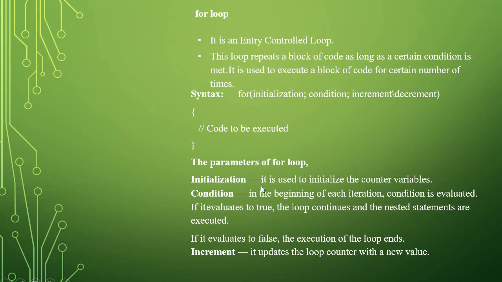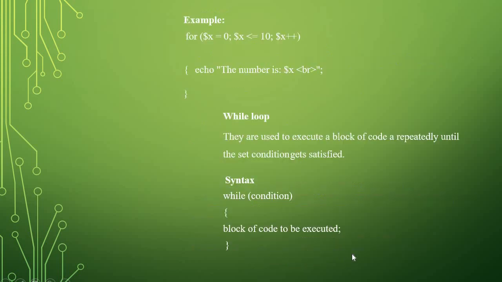So here the initialization is used to initialize the counter variables. The condition: at the beginning of each iteration, the condition is evaluated. If it evaluates to true, the loop continues and the nested statements are executed. If it evaluates to false, the execution of the loop ends. Then increment or decrement updates the loop counter with a new value.